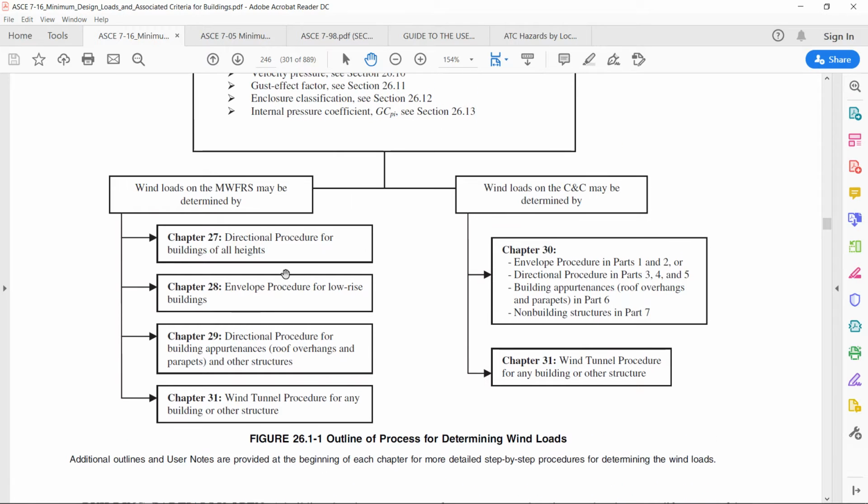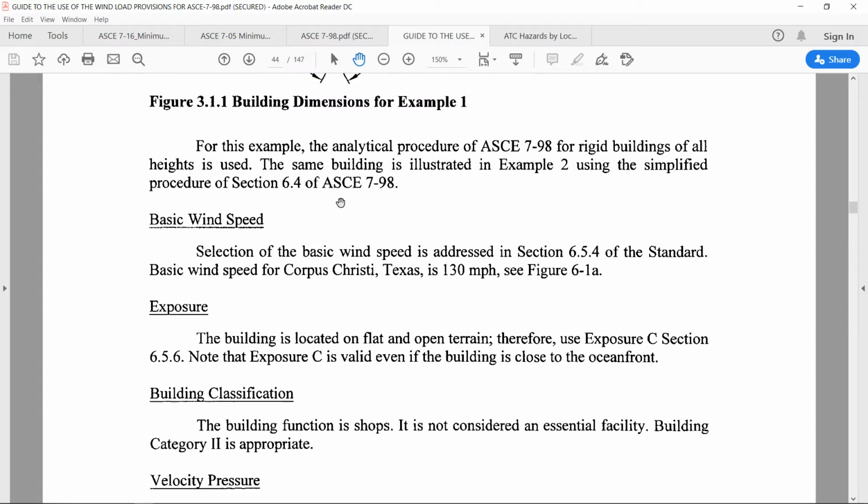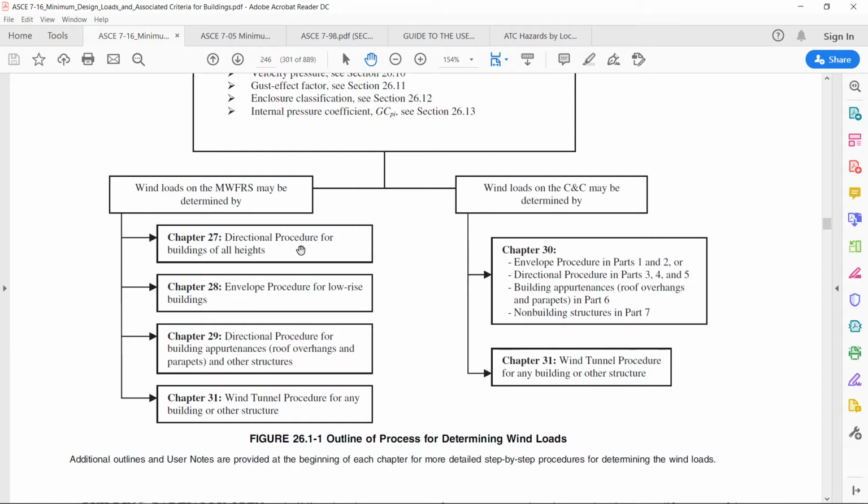We will be following here chapter 27, that is the directional procedure for buildings of all heights, because in the guide it is said that for this example the analytical procedure of ASCE 7-98 will be used. So that's why we will be following the directional procedure for buildings of all heights. That means we will be following chapter 27.